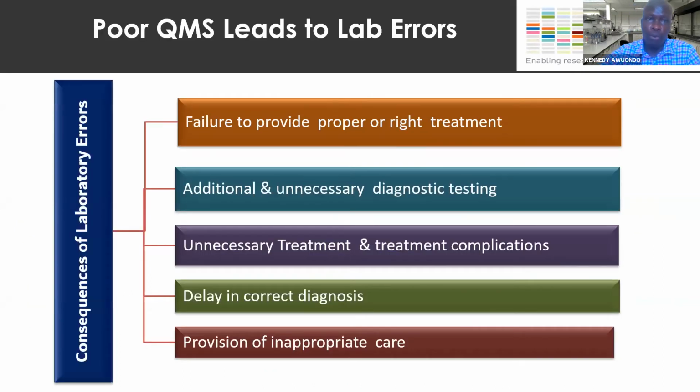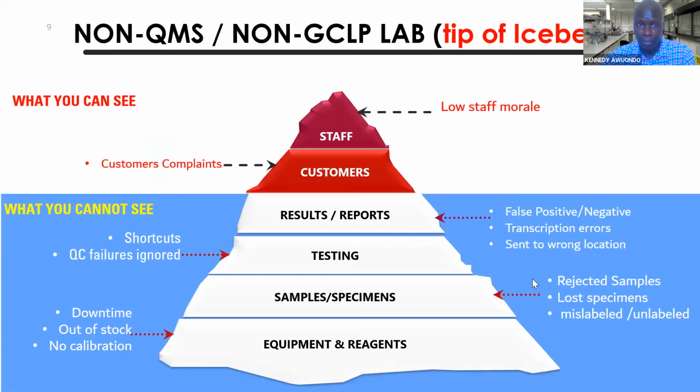So if you have a poor quality management system, it leads to a lot of laboratory errors. And the impact of laboratory errors ranges from failure to provide the right treatment to the patients. Secondly, there's additional or unnecessary diagnostic testing. There's unnecessary treatment and treatment complications. And if you go to a non-quality management system laboratory or non-GCP laboratory, what you're likely to see is just the tip of the iceberg.